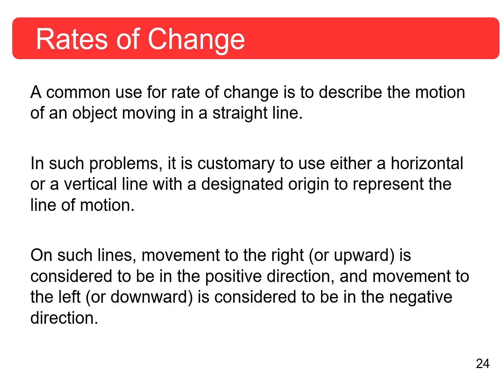A common use for rate of change is to describe the motion of an object moving in a straight line. In such problems, it is customary to use either a horizontal or a vertical line with a designated origin to represent the line of motion. On such lines, movement to the right or upward is considered the positive direction, and movement to the left or downward is considered the negative direction.